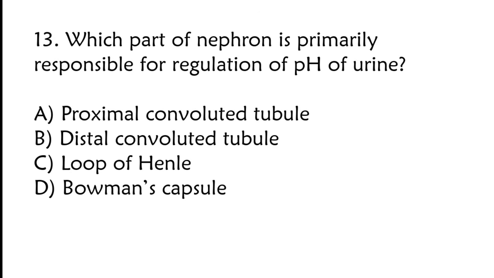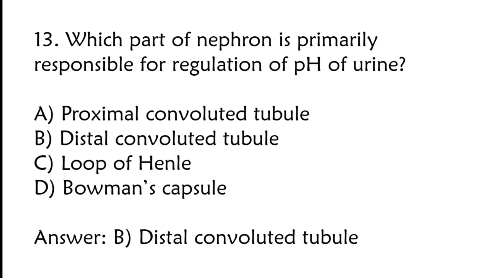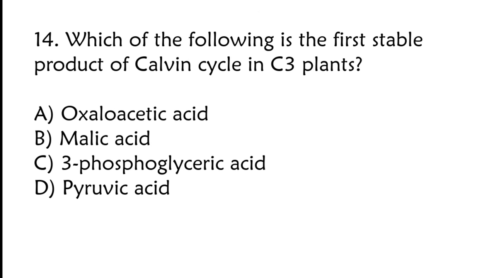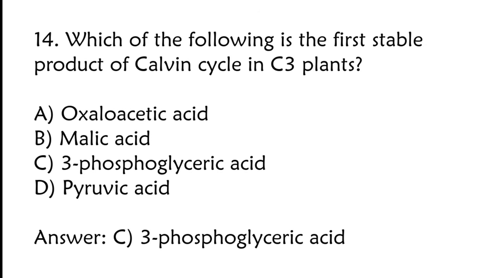Which part of nephron is primarily responsible for regulation of pH of urine? Correct answer is distal convoluted tubule. Which of the following is the first stable product of Calvin cycle in C3 plants? Correct answer is 3-phosphoglyceric acid.